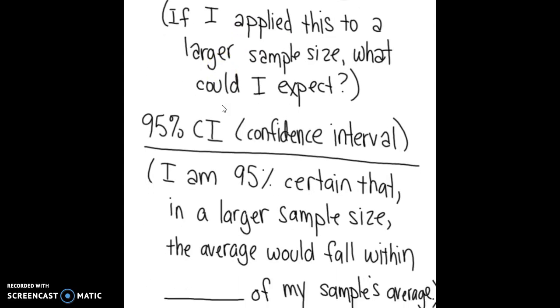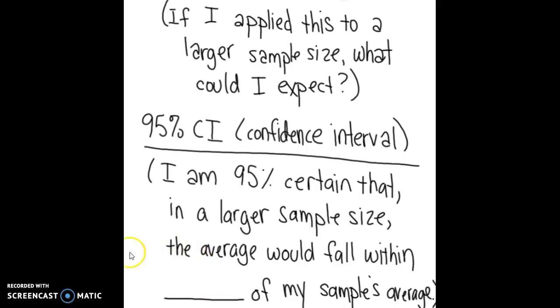And that brings us to the last one, a confidence interval. A 95% CI essentially says I am 95% certain that in a larger sample size, let's say I tested 1,000 students, the average would fall within how many points of my sample average? Within 5 points? Within 10 points? Am I 95% certain that the average would fall within 1 point of my sample's average? That would be really good. So the smaller number you get for your CI, the better, actually. It means you're super confident in the number. You've really narrowed down what you think the average is going to be.